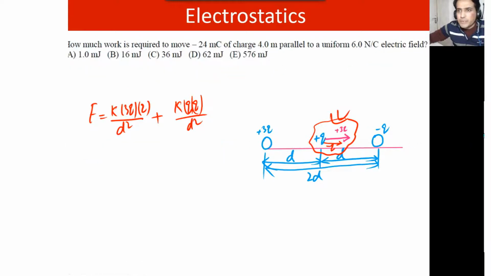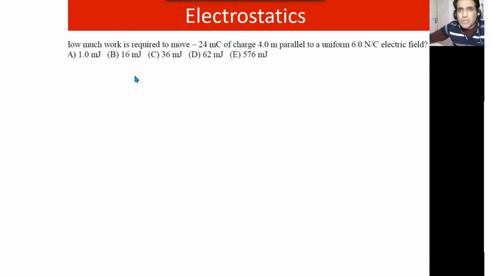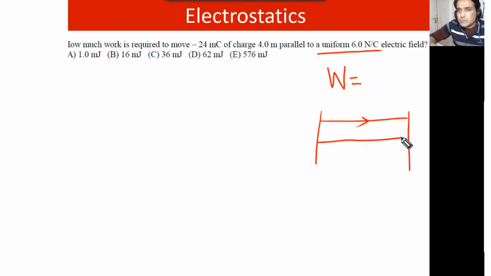Okay, so try to answer this one now. In this case, we do not need to worry about direction. So let's say this is the negative plate. I place this minus 24 millicoulomb here now.